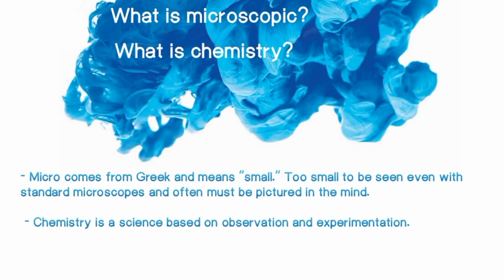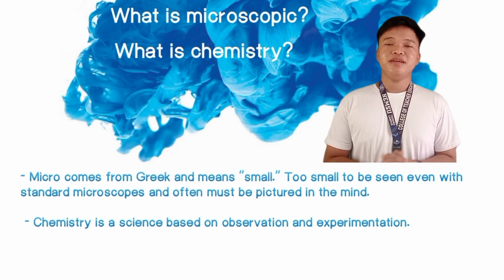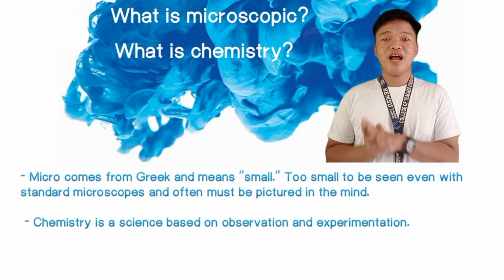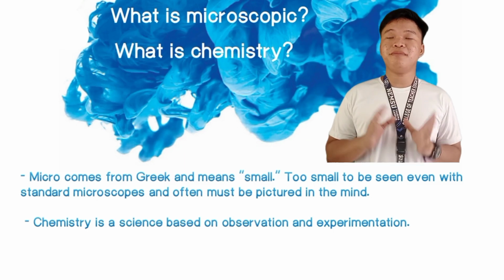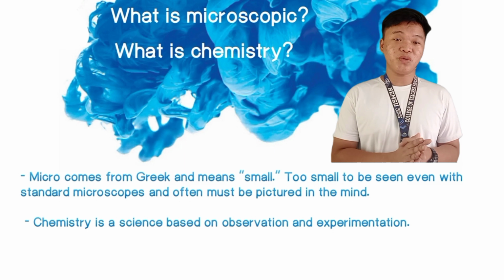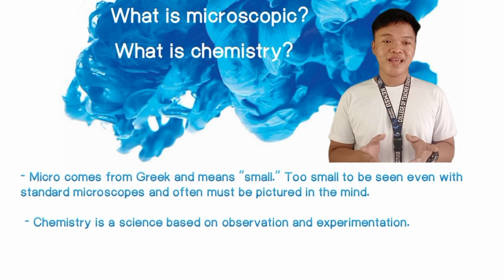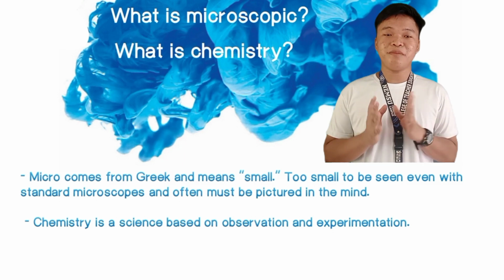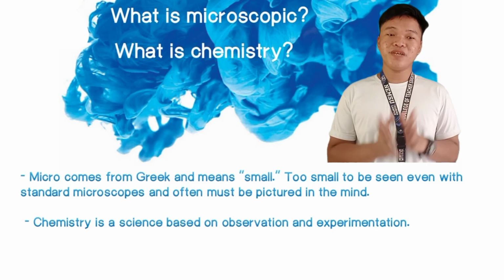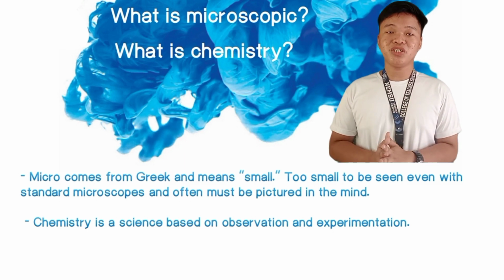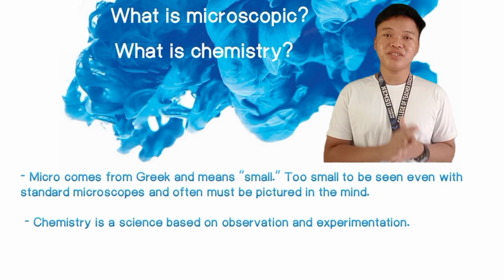What is chemistry? Chemistry is a science based on observation and experimentation. The microscopic domain of chemistry is almost always visited in the imagination. Micro also comes from Greek and means small. Some aspects of the microscopic domains are visible through a microscope, such as a magnified image of graphite or bacteria.